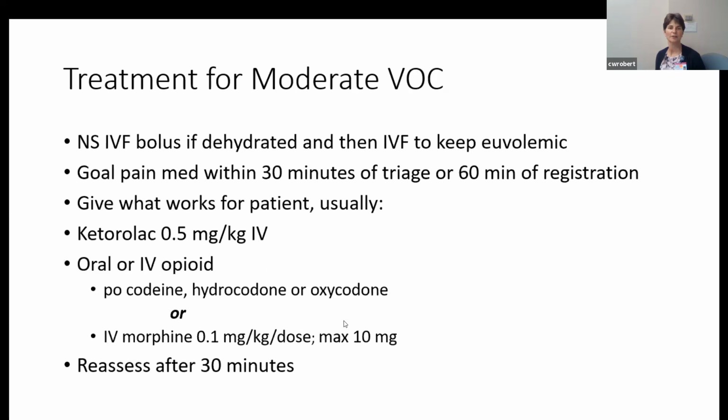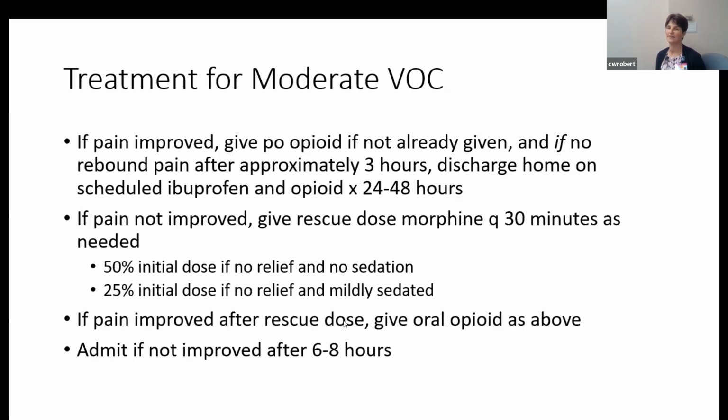So let's say you've given their pain medication. Reassess 30 minutes later. If their pain's not controlled, you need to give them another dose of IV medicine. We usually recommend about 50% of the dose for the repeat dose, or if their pain's starting to get better, give them an oral opioid. Then you have to decide, am I going to admit this patient or can they go home? And we recommend after that second dose, don't just say, oh, I feel better, I'm going home.